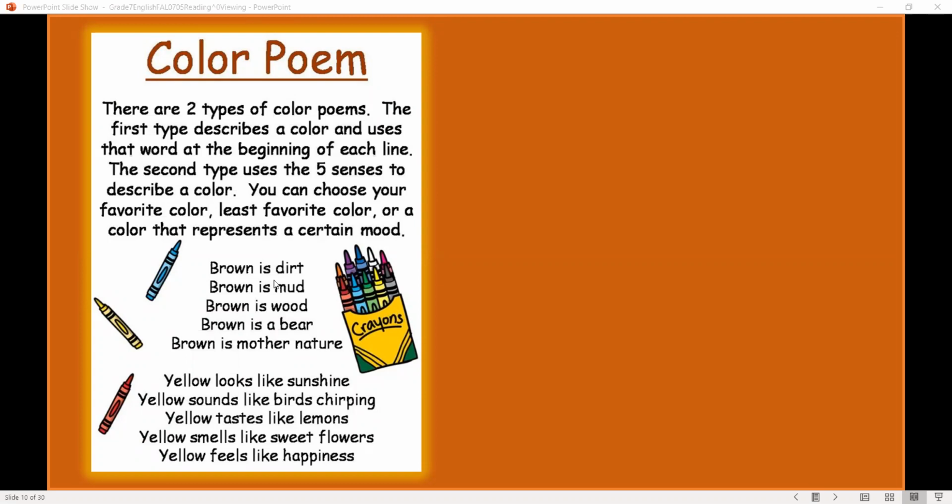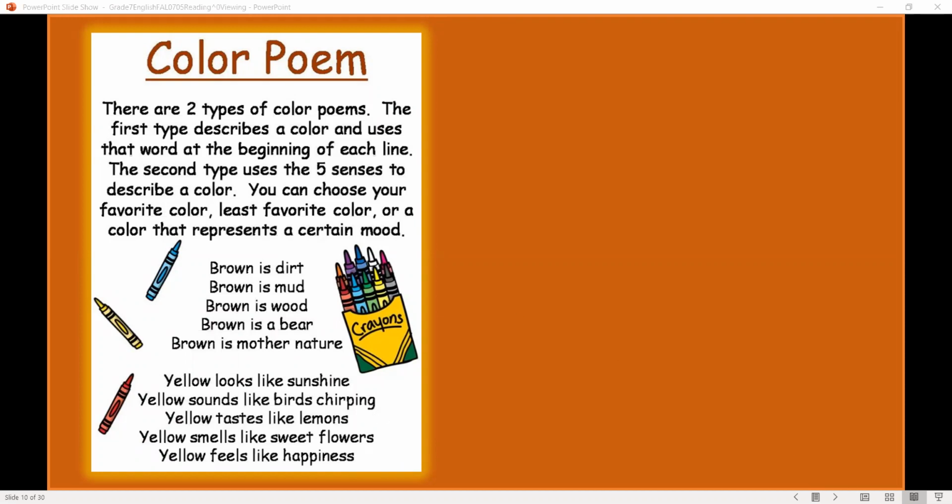Very short and sweet, and it doesn't have to rhyme, but it does have to start with the color you're writing about. The second one goes into a bit more detail. It's more of a comparison to represent mood. So they use yellow. Yellow looks like sunshine. Yellow sounds like birds chirping. Yellow tastes like lemons. Yellow smells like sweet flowers. Yellow feels like happiness. So it also doesn't rhyme, but it describes yellow to how it makes one feel. So it's the mood of a poem.